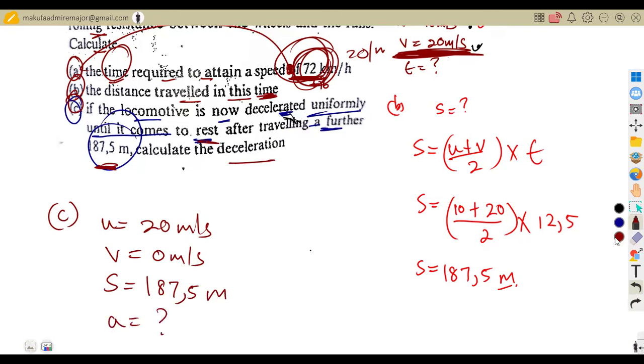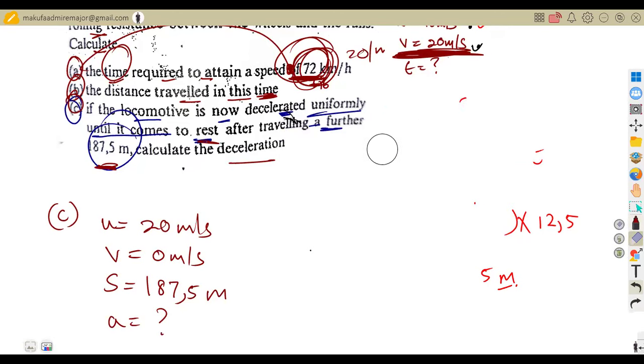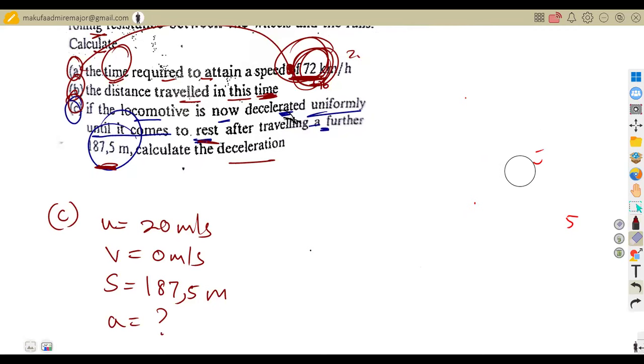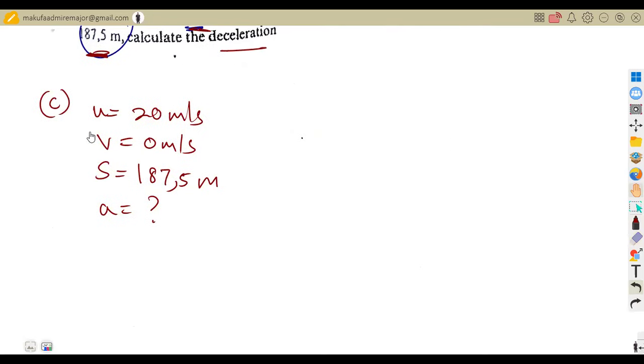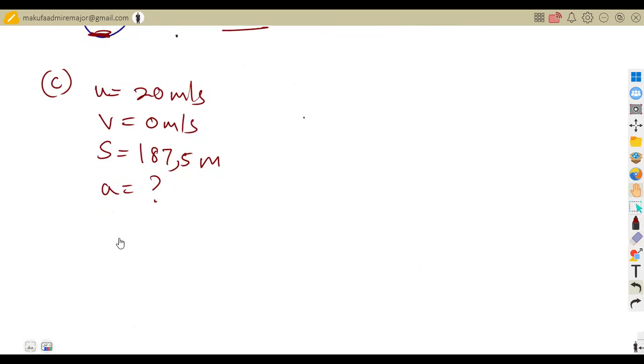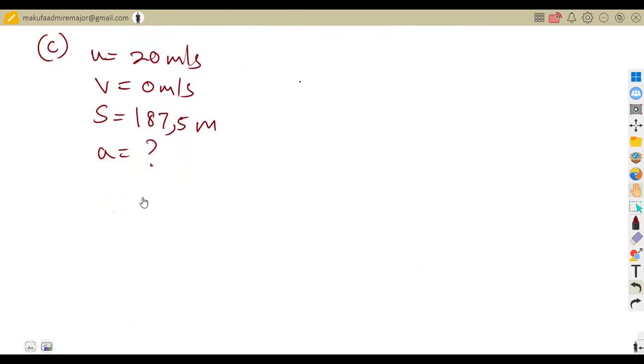As we know, deceleration is simply a negative acceleration. So we now have another piece of information to consider; this one is no longer valid. We have U, V, S, and you're asked to calculate A. How can we calculate A from this information? This is just linear motion, as we are used to. V squared equals U squared plus 2AS is the best formula there.